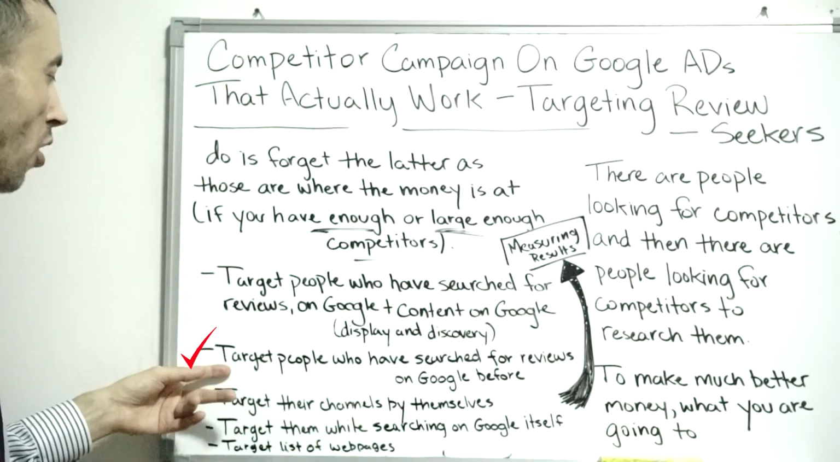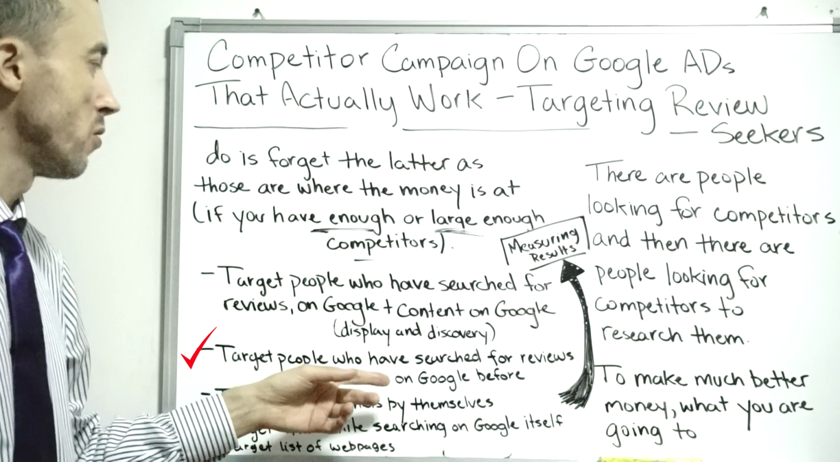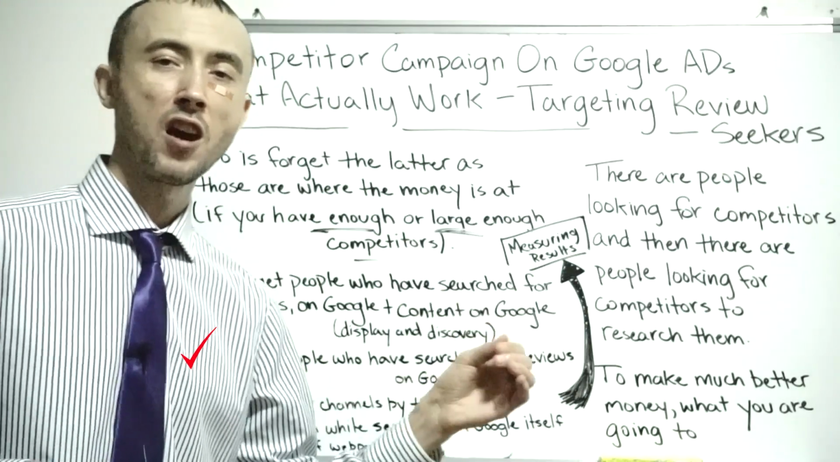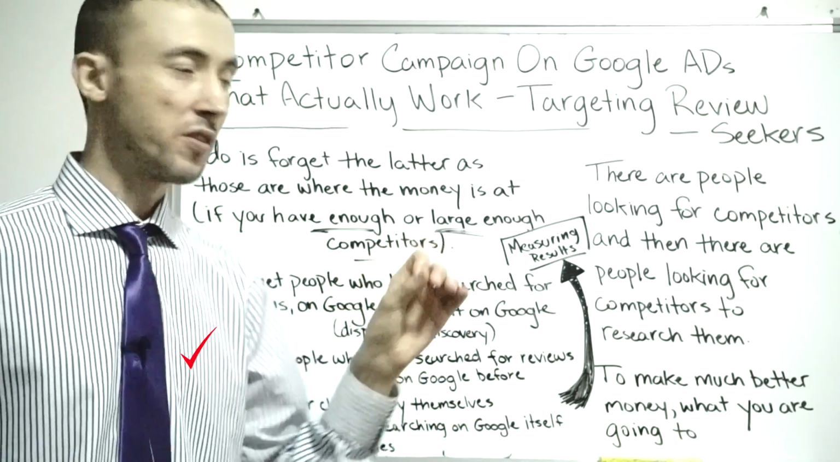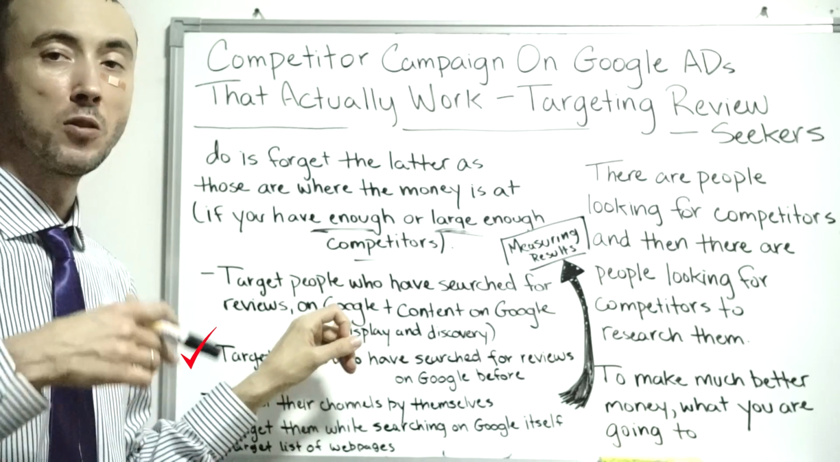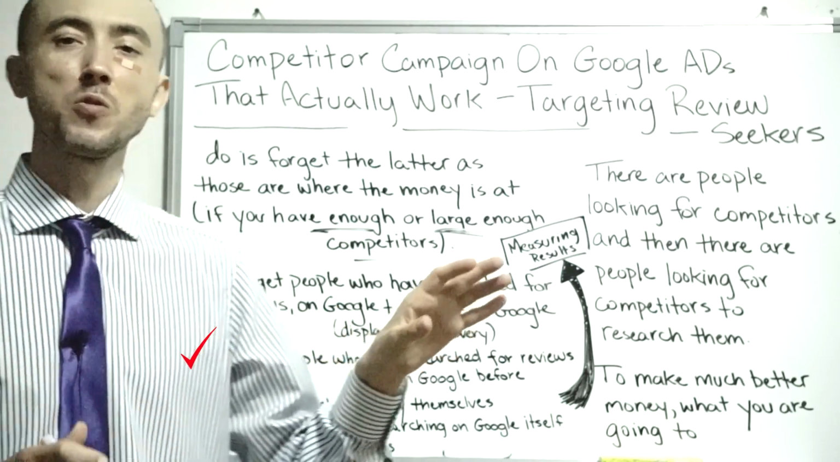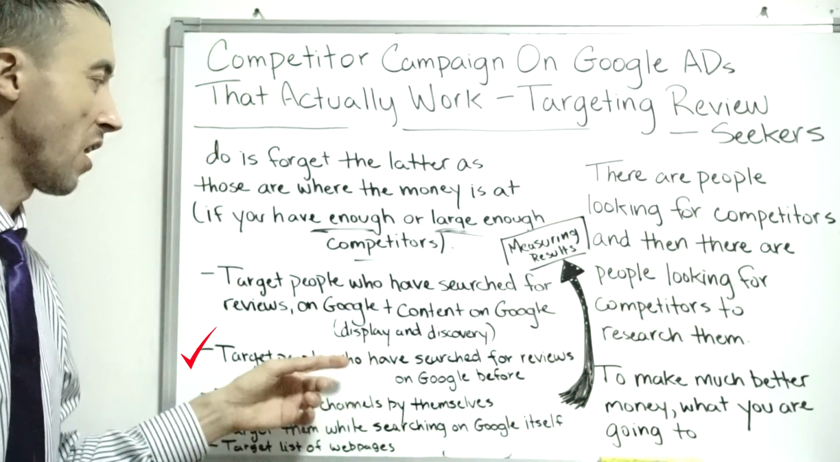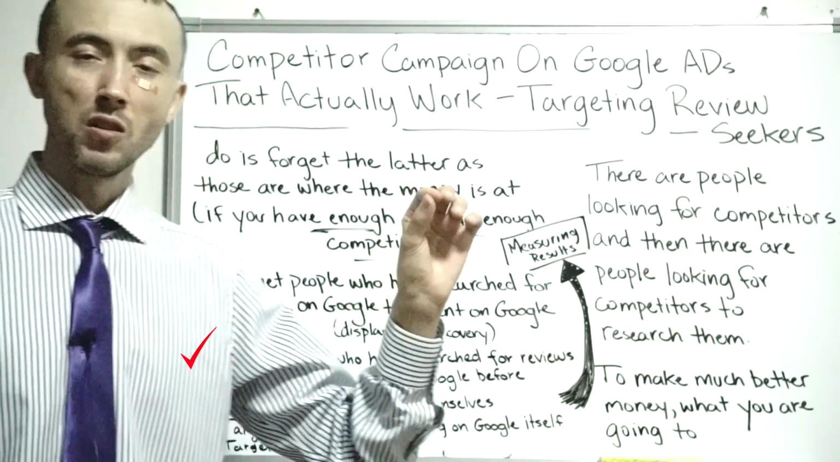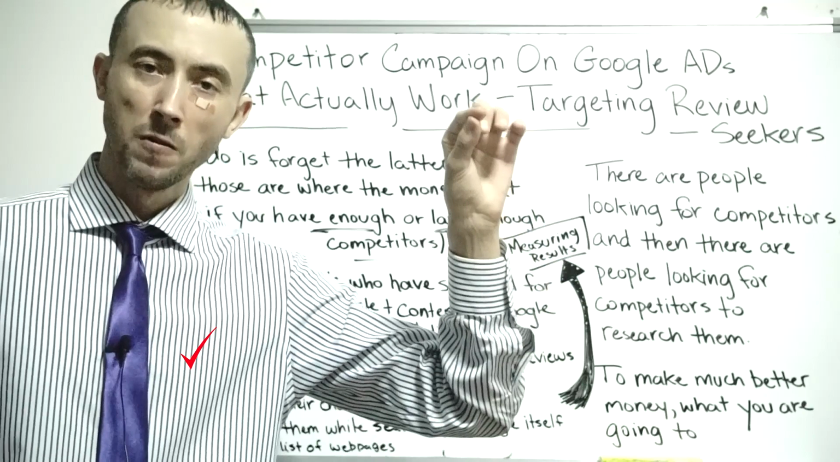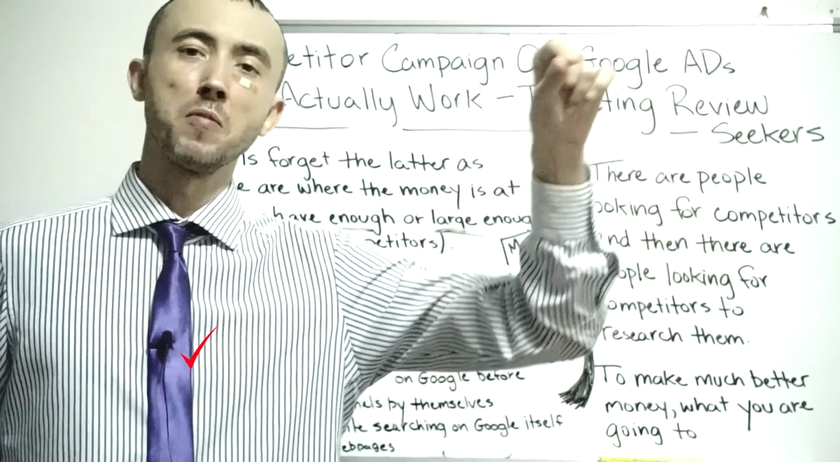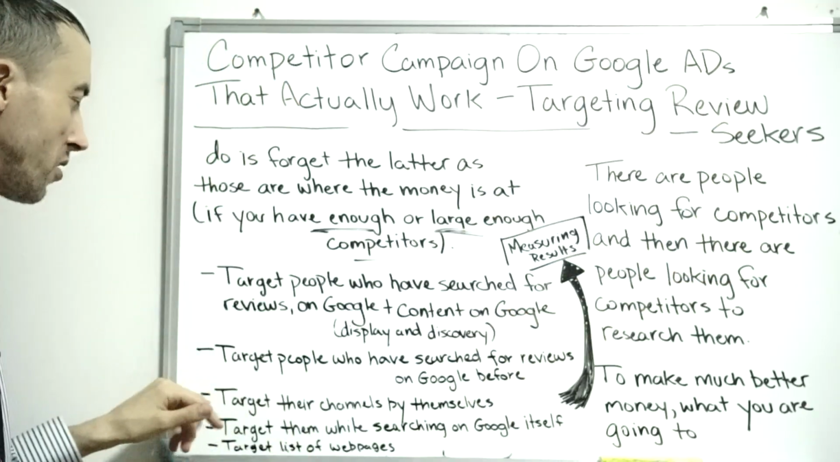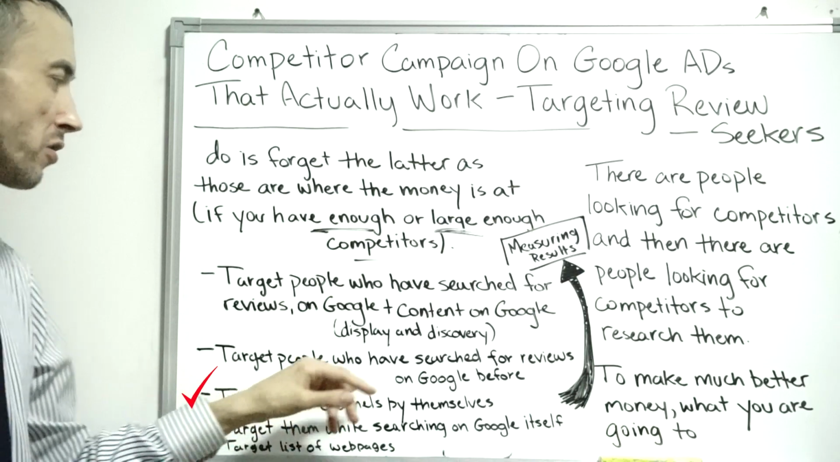Second thing you can do, target people who have searched for reviews on Google before. I just talked about this. So instead of targeting people who are looking at reviews actively, you target people who've searched for your competitors' reviews on Google in the recent past, through creating a custom segment of people who've searched on Google competitor plus review, competitor plus reviews.